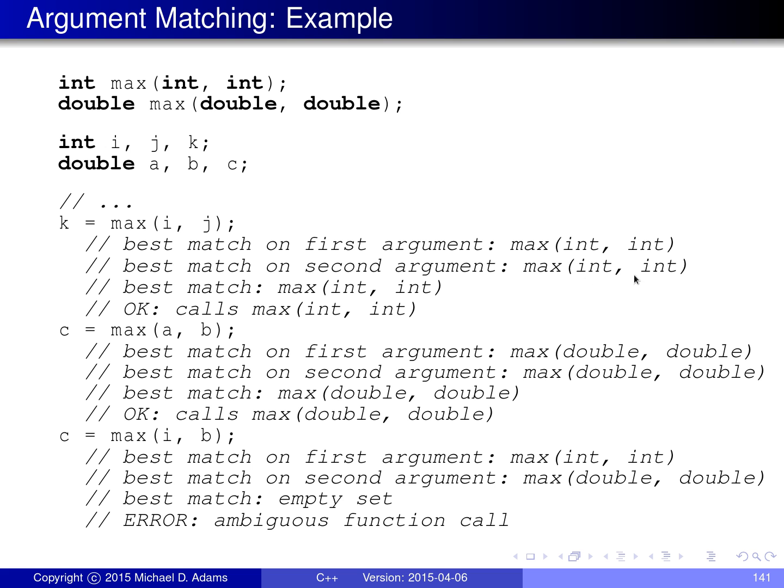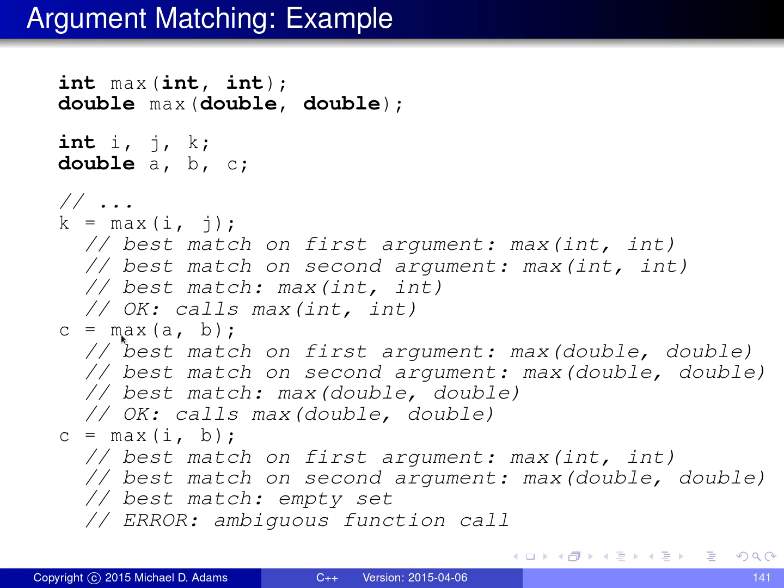And then to find the best match, we take the intersection of these two sets, the set for the first argument and the set for the second argument. Each of these sets only has one element in this case, and they're both the same. So when we take the intersection, we get max int int again. Therefore, for this particular function call, the function that will be called is max int int, in other words, the function that takes two integer parameters.